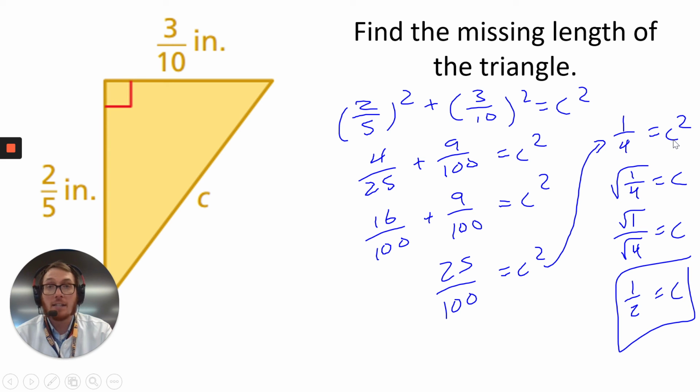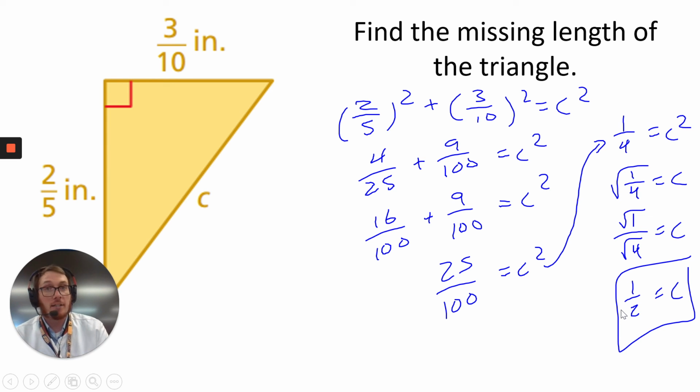Then it still finds c by taking the square root. So I take the square root of 1/4. One of the important properties of square rooting is in a fraction you can just split it up, kind of like a distributive property type situation. So 1 square rooted is 1, and 4 square rooted is 2. So c would equal 1/2.